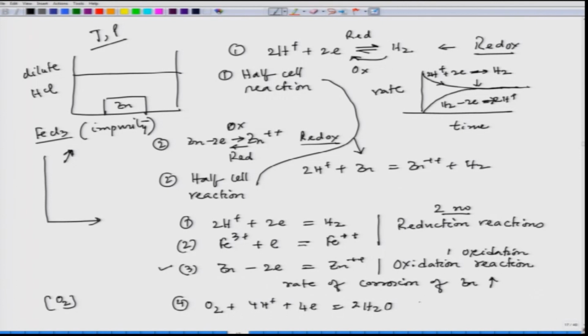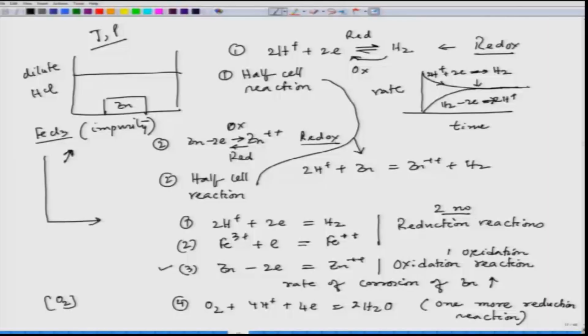So, we are having one more reduction reaction. Now, in this system we have three reduction reactions and one oxidation reaction. So, in order to maintain the electron supply for three reduction reactions, the number of atoms of zinc going into solution by releasing electrons for the reduction reactions would also increase per unit time. So, the rate of oxidation or the rate of corrosion of zinc would further increase.